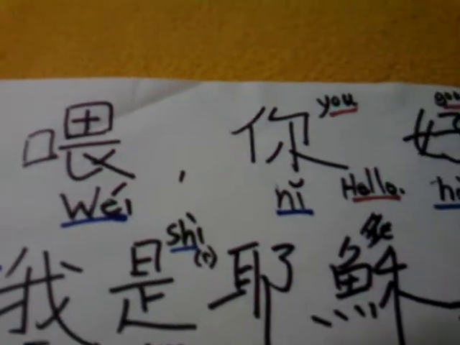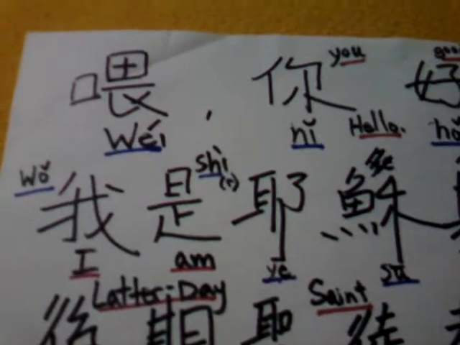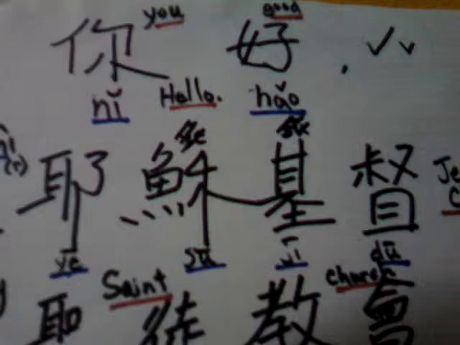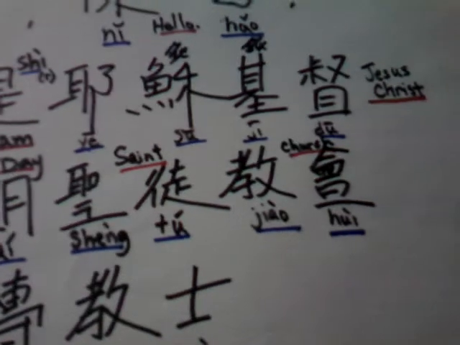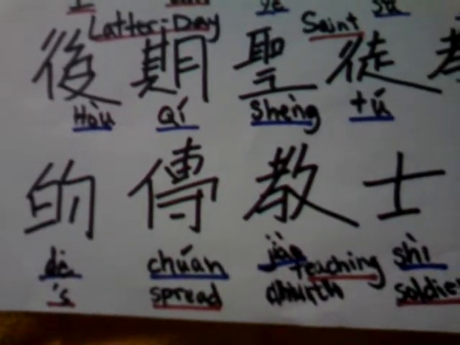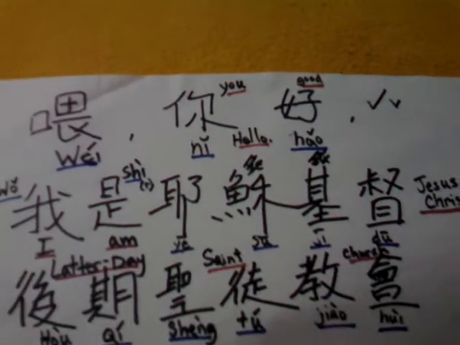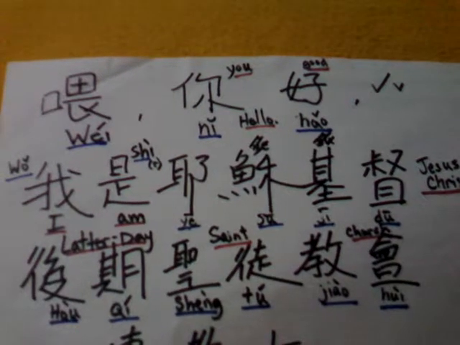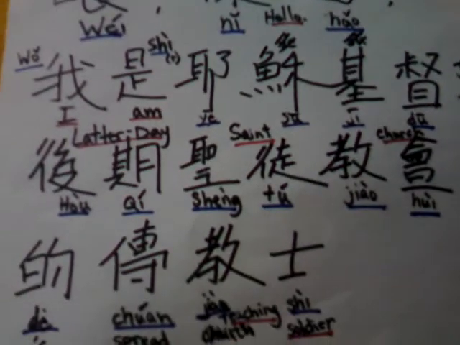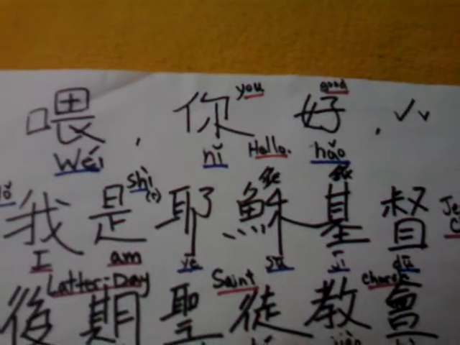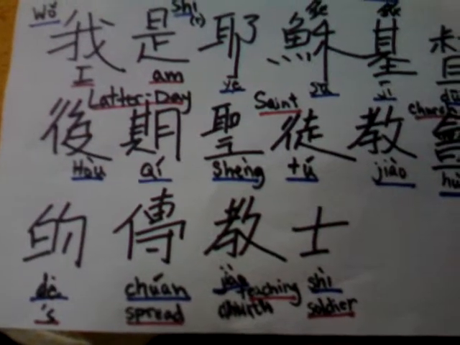So what you can say when you are making your phone call is 喂,你好,我是耶稣基督后期圣徒教会的传教士. Do that again. We'll zoom out here a little bit. Let's do half the page here. Okay. 喂，你好，我是耶稣基督后期圣徒教会的传教士. Or you can change it to 喂，你好，我是耶稣基督的传教士.